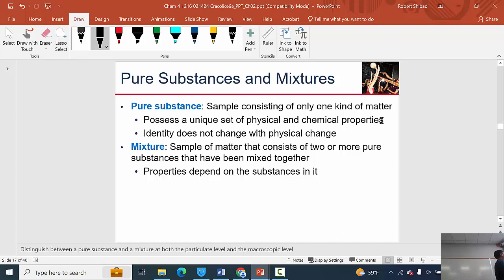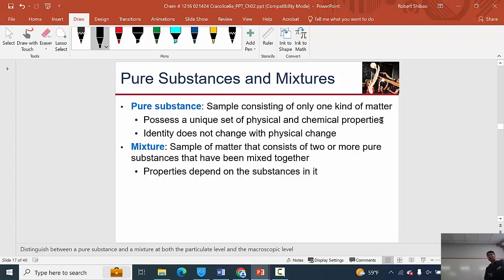All right. We're going to start with the classification of matter. We have pure substances and mixtures. I already talked about this. Like sugar is a pure substance. Sugar, like table sugar. What defines a pure substance is a sample consisting of only one kind of matter. That one kind of matter has a fixed composition. If it has a fixed composition, then it has fixed properties, the properties that are characteristic of it.